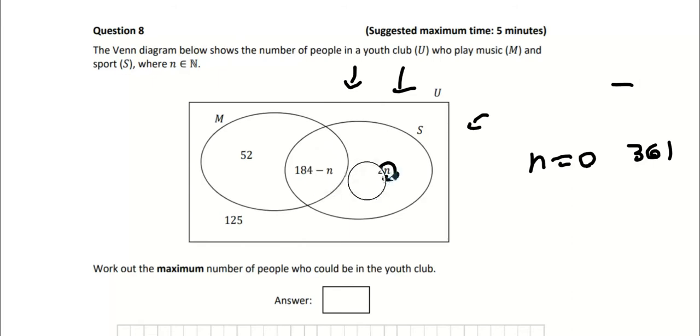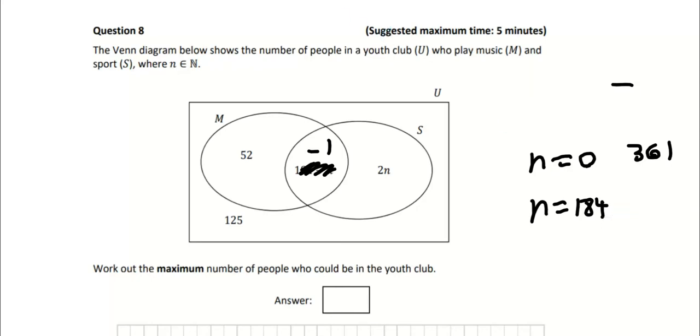Now the biggest value of n I could have is, I'm not allowed to have negative numbers, because if I said n equals 185, 184 minus 185 is minus 1. And how can you say you have minus 1 people that do music and sport? That makes no sense. So the largest value of n I could possibly put in would be n equal to 184. So what happens here is 184 take away 184 is 0. And then 2 times 184, when you multiply that, is 372. Then when you add all these numbers together, we're going to find out the maximum number of people that could have been in the U club.